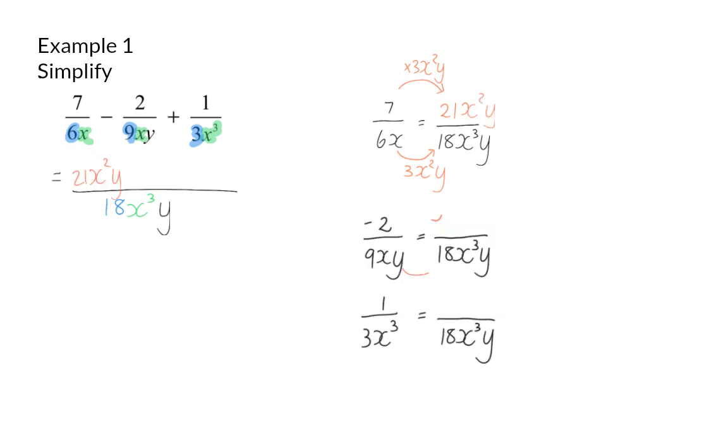In the second term, the denominator was multiplied by 2 and x squared, and repeated at the top, we will then have minus 4x squared. The last term was multiplied by 6 and y, and then at the top we will have 6y. And because there are no like terms in the numerator, this is the final answer.